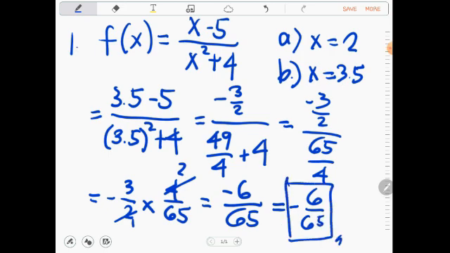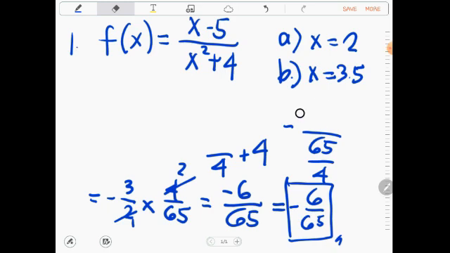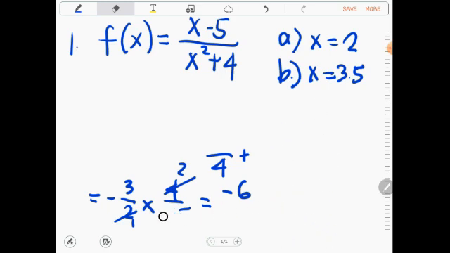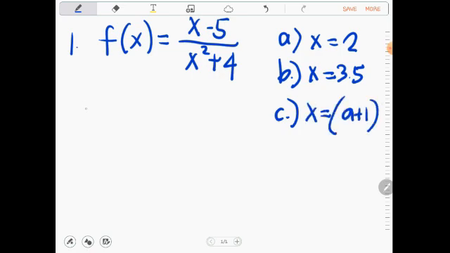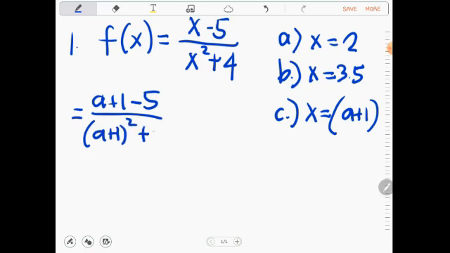Okay? For number 3, yung ating value of x is equals to a quantity a plus 1. Quantity a plus 1. So therefore, yung ating x value is quantity a plus 1 and this is equals to a plus 1 minus 5 all over a quantity a plus 1 squared plus 4. Yung ating numerator na a plus 1 minus 5 can be simplified into a minus 4.